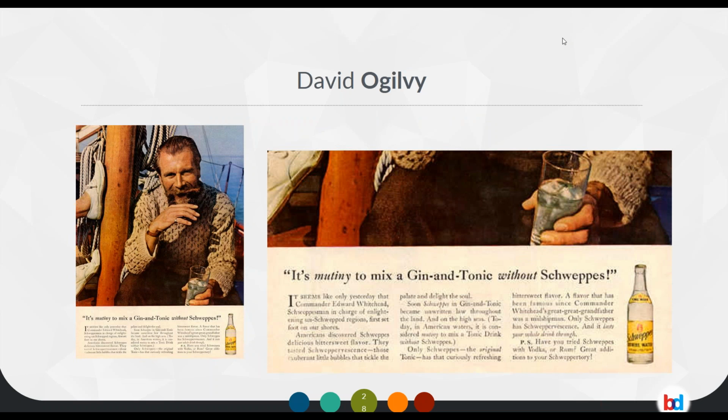Another David Ogilvy one, very famous. "It's mutiny to mix a gin and tonic without Schweppes." He created this image of the person, of the Schweppes person. Still continues to this day, by the way, the whole idea. It's mutiny to mix gin and tonic without Schweppes. Get you to read the rest of it.